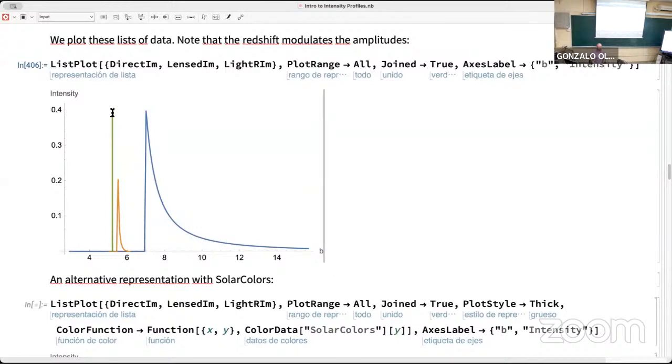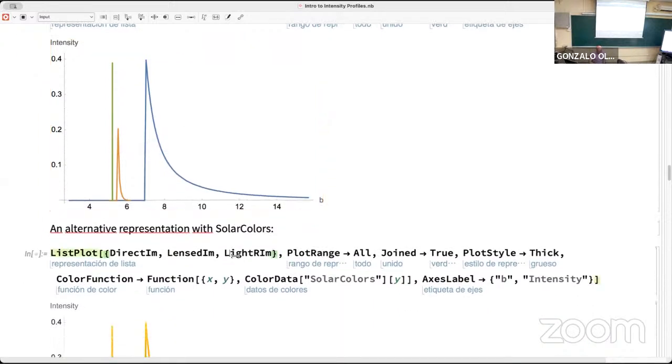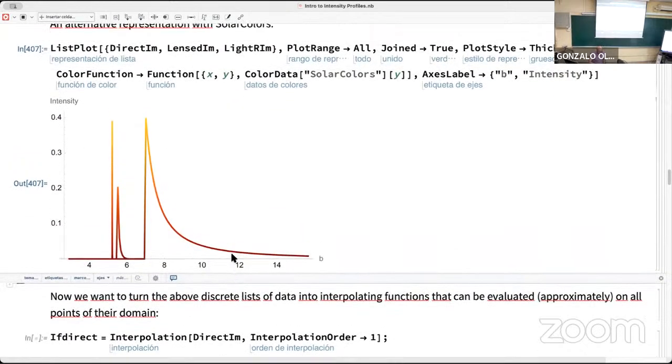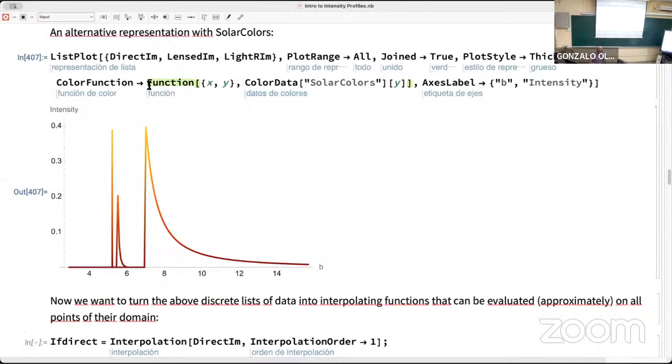So it will be very difficult to see this thing, because the total intensity is the integral over the different contributions. The main contribution is made by the direct image. The lens image gives less contribution, and the light ring is almost a delta function, so it gives very little intensity. We can also change the colors, if you like; I'll give you the command to represent these things in these colors, which is useful.